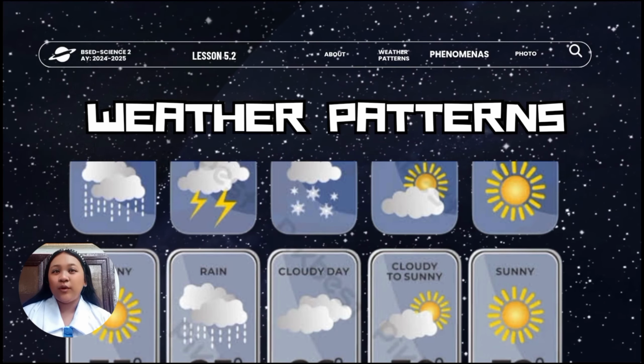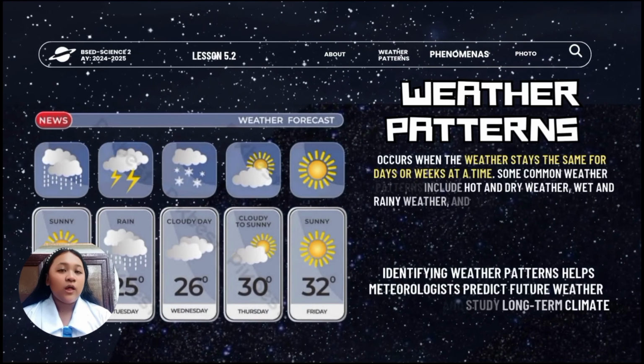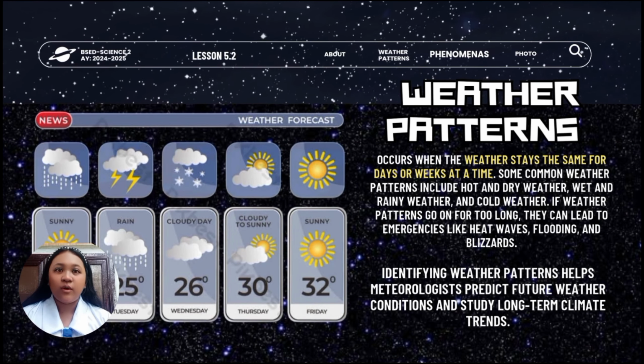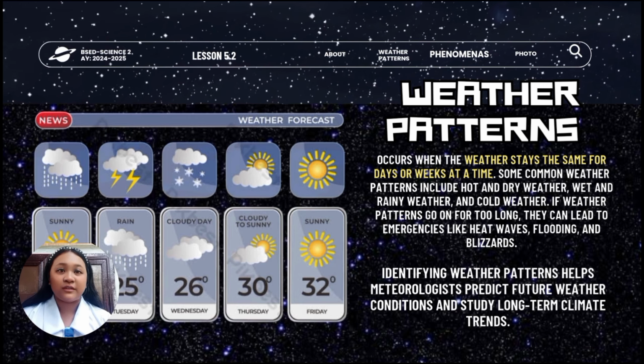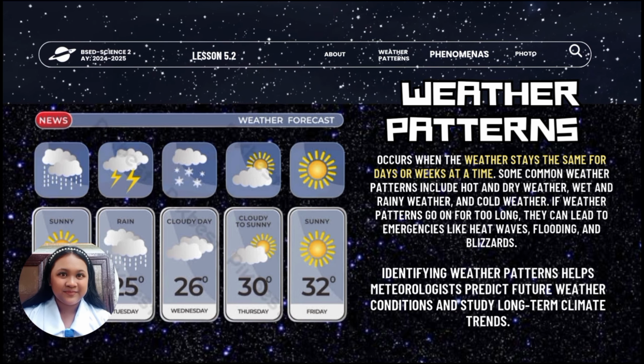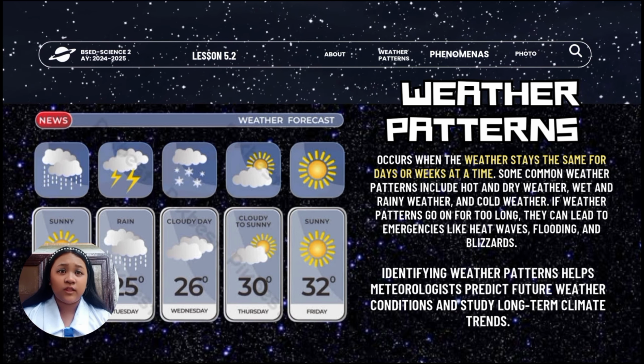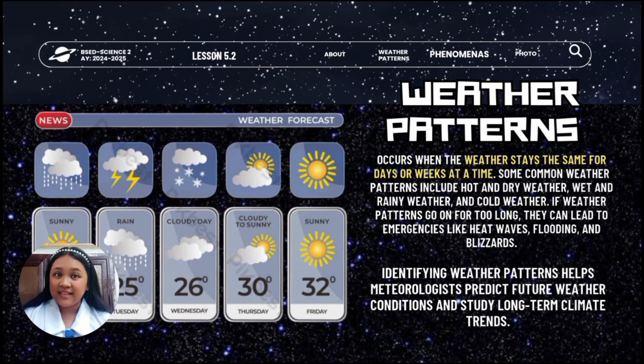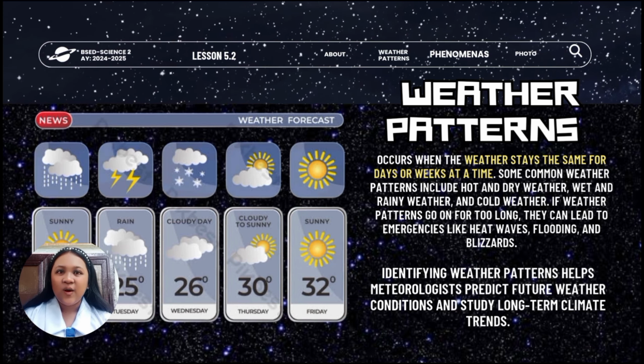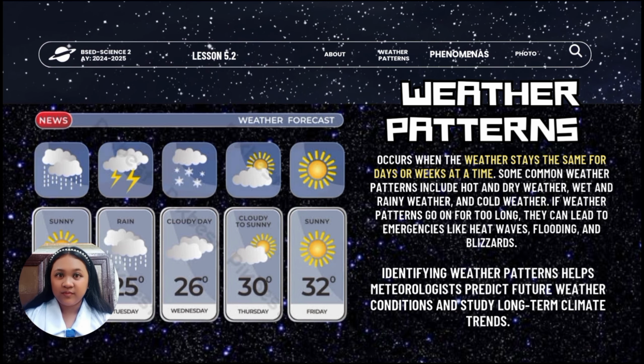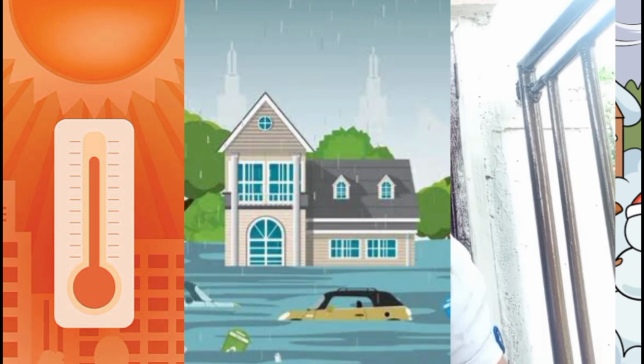Let's kick off with weather patterns. Weather patterns occur when weather conditions remain consistent for several days or weeks. We've all experienced weather patterns like hot and dry spells, wet and rainy days, or stretches of cold weather. While they may seem harmless, if these patterns continue for too long, they can lead to serious emergencies such as heat waves, flooding, and blizzards.